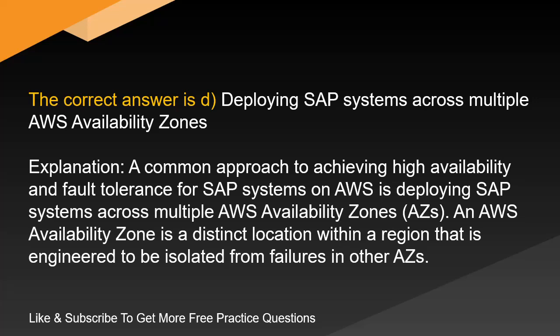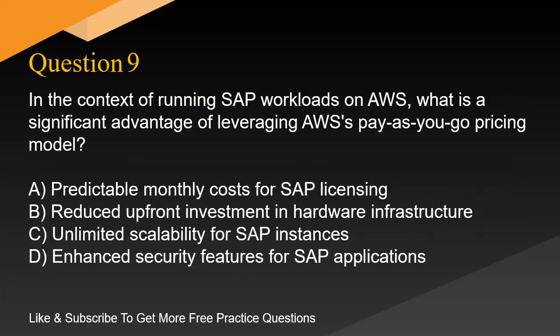An AWS availability zone is a distinct location within a region that is engineered to be isolated from failures in other AZs. Question 9. In the context of running SAP workloads on AWS, what is a significant advantage of leveraging AWS's pay-as-you-go pricing model? A. Predictable monthly costs for SAP licensing. B. Reduced upfront investment in hardware infrastructure. C. Unlimited scalability for SAP instances. D. Enhanced security features for SAP applications.